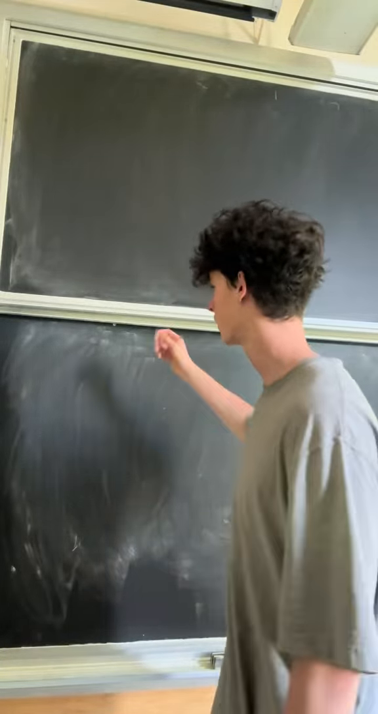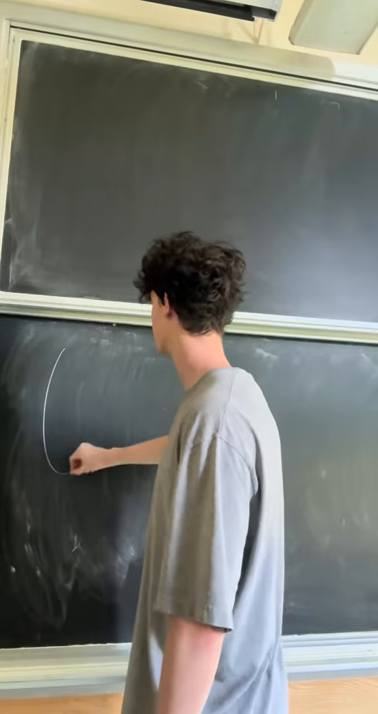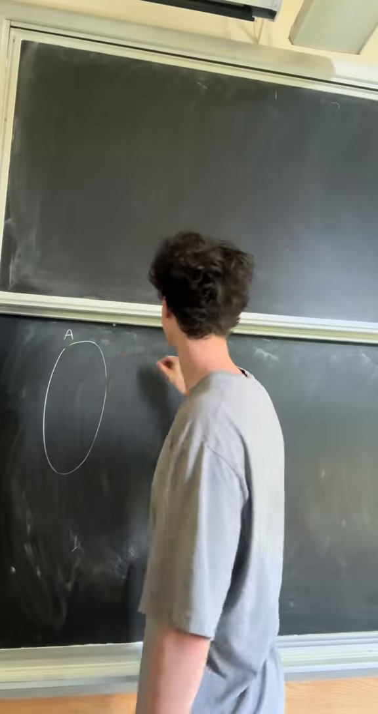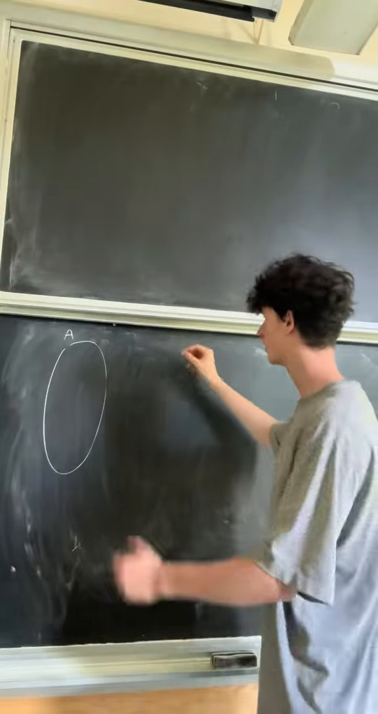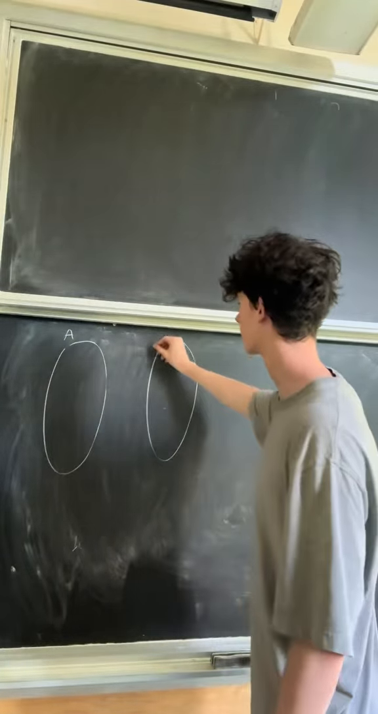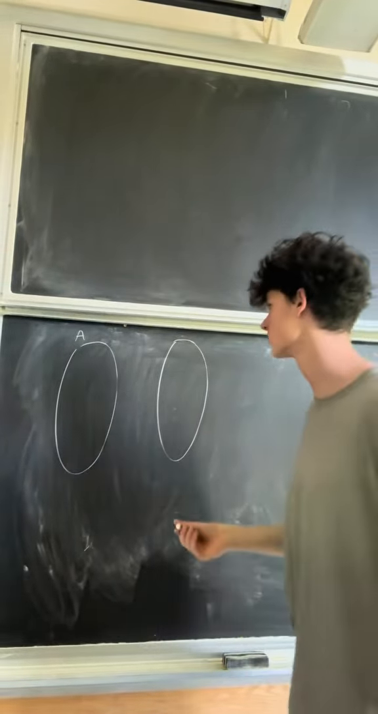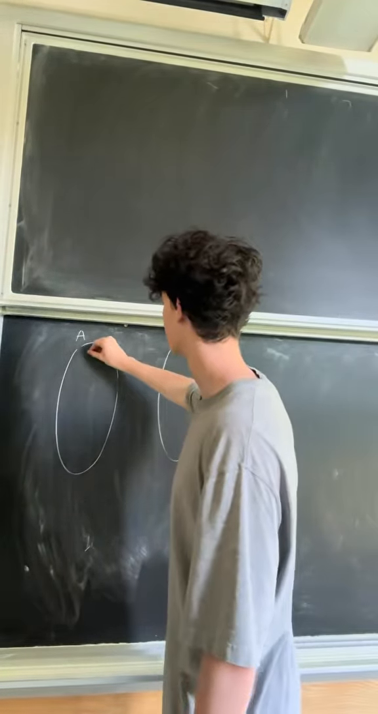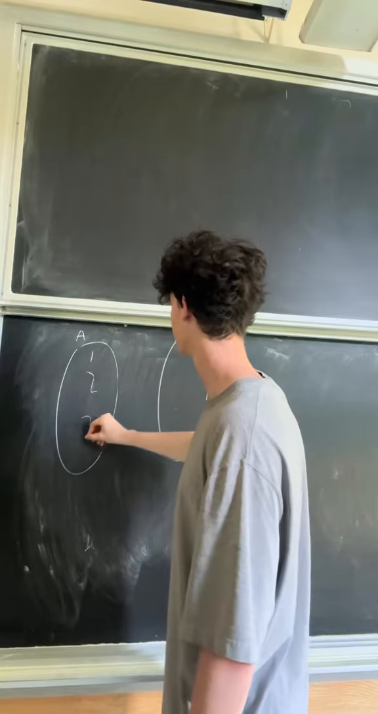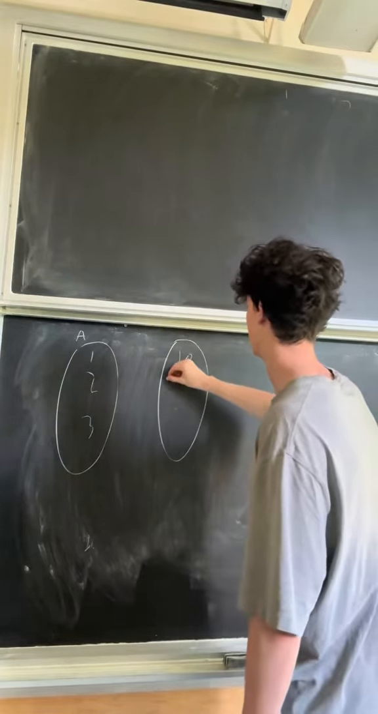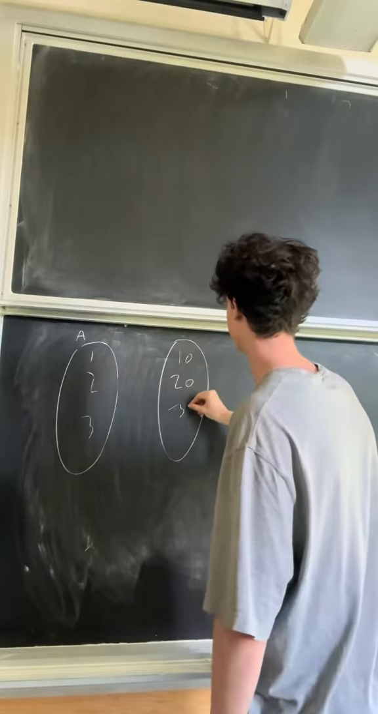So if we think abstractly and we have some set here, we'll call this A, and then we have some set over here, just a collection of objects. To make it easy, we can use integers, okay? So we'll have the integers 1, 2, and 3. And then over here we'll have 10, I don't know, 20, 30, okay?